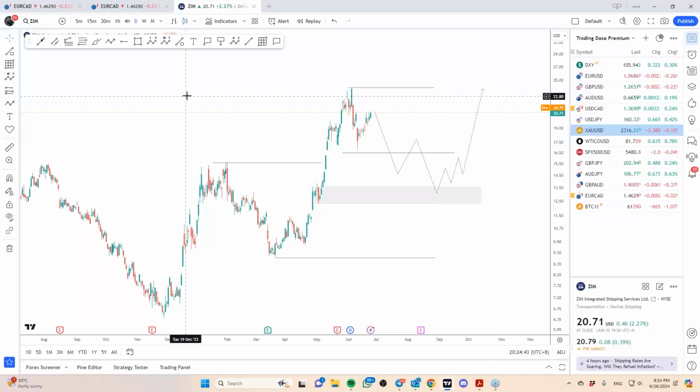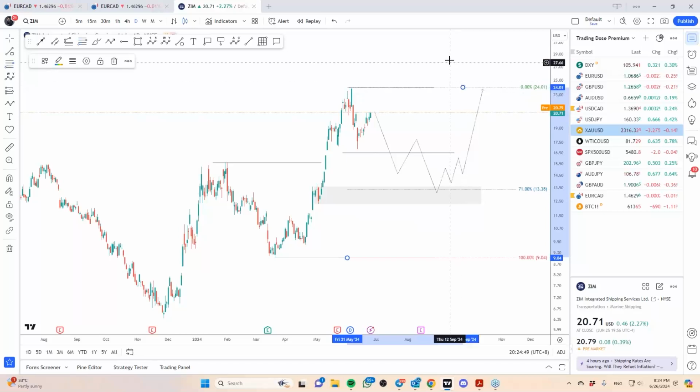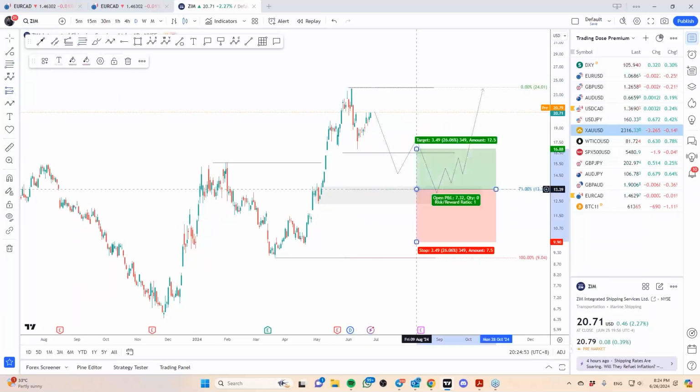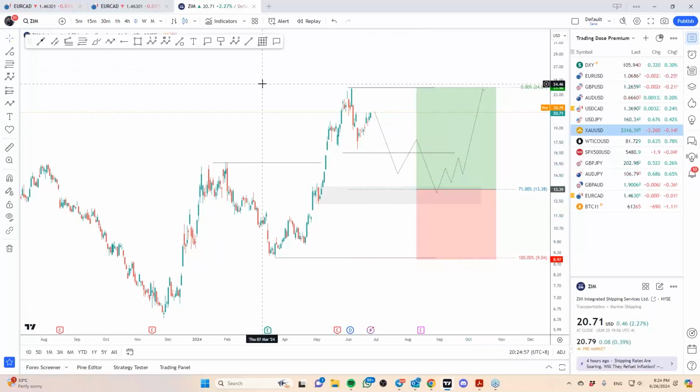But if today you just say, okay, I'm just going to buy when it tags into that area, you may also want to align it with your 71. In this case here, it works almost perfectly. And then of course you set your target.